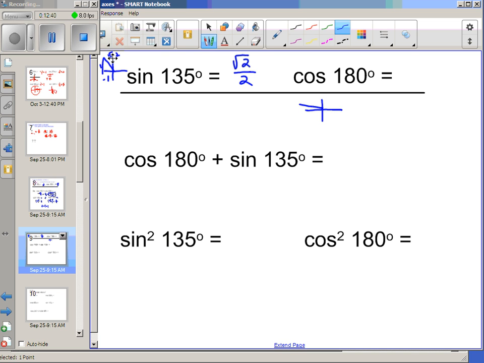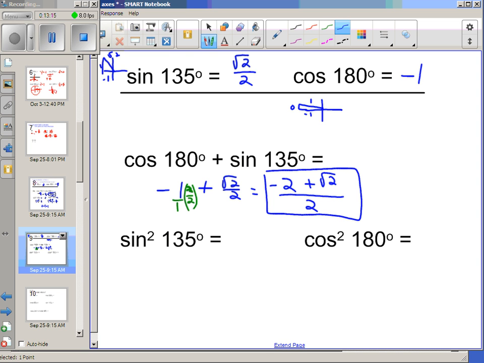See what we just did today. My little triangle. This is negative 1. That's going to be 0. That's going to be 1. And cosine is adjacent over hypotenuse, which is negative 1. So if I want to add those up, cosine of 180, negative 1, plus root 2 over 2. My negative 1 does not have a denominator of 2, so I need to give it one. So I'm going to put it in a 2 over 2, 1 costume. And I get negative 2 plus root 2 all over 2.